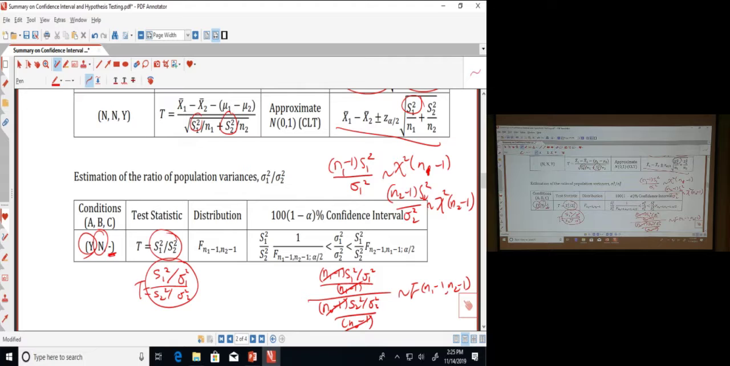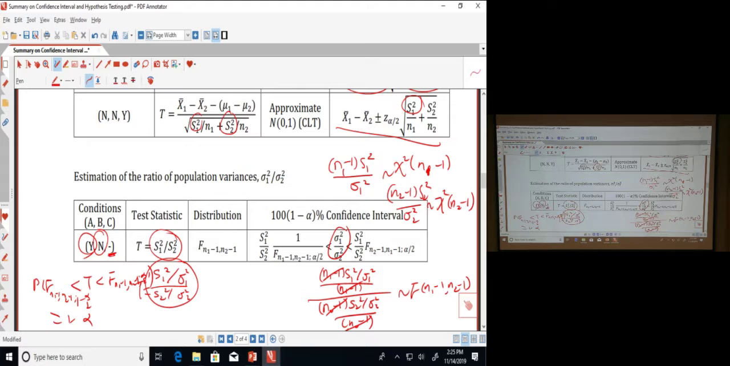So this test statistic follows an F distribution. Then you write down the probability of the test statistic between F n1 minus 1, n2 minus 1, 1 minus alpha over 2 and F n1 minus 1, n2 minus 1, alpha over 2. So the probability is 1 minus alpha. Then rearrange it so that you have this ratio in the middle. That's how you obtain it.